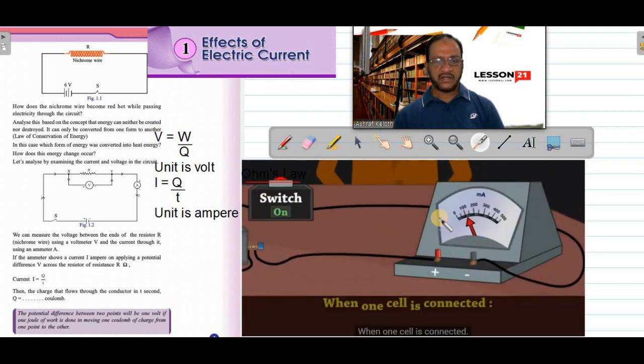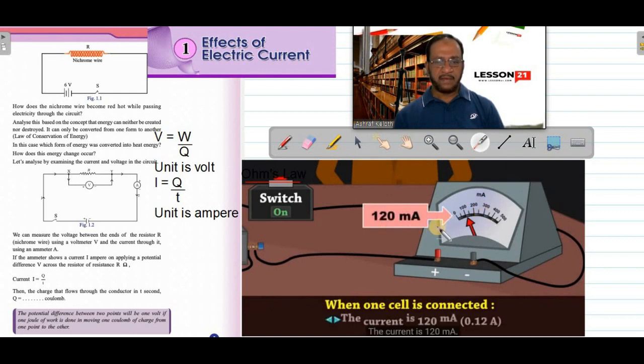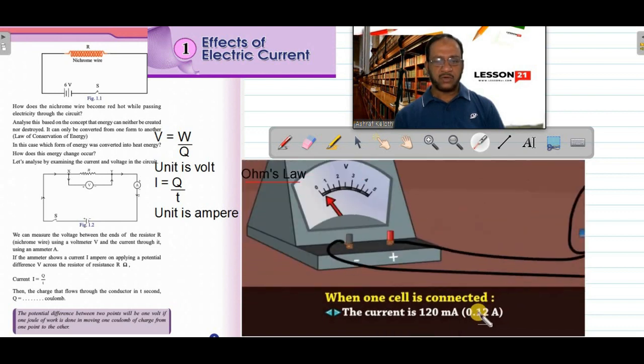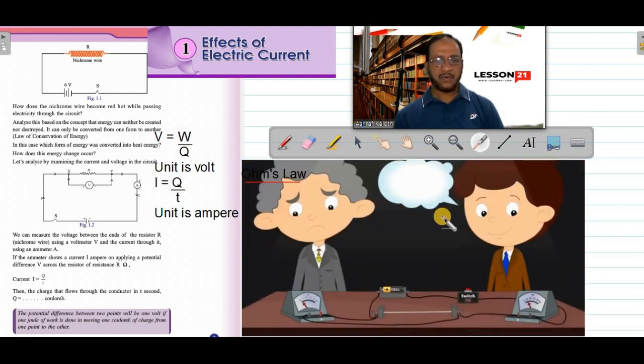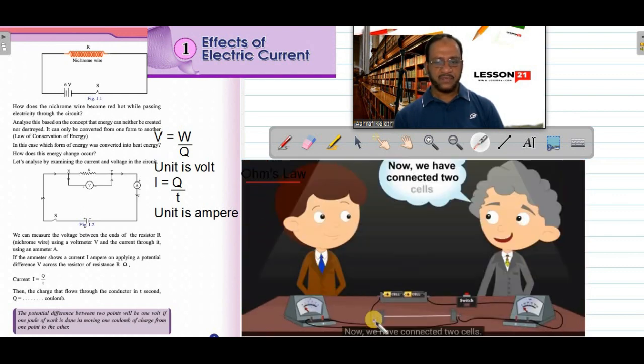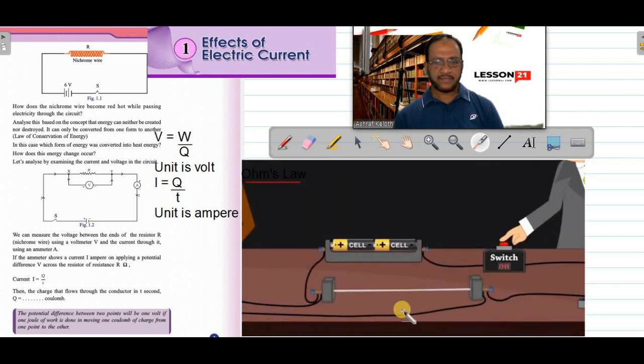Only one cell is connected. At that time, the current flowing is 120 milliampere. 120 milliampere divided by 1000 becomes 0.12 ampere. And the voltmeter reading is 0.3 volt. When one cell is connected, 0.3 volt is the potential difference across this high resistance wire.